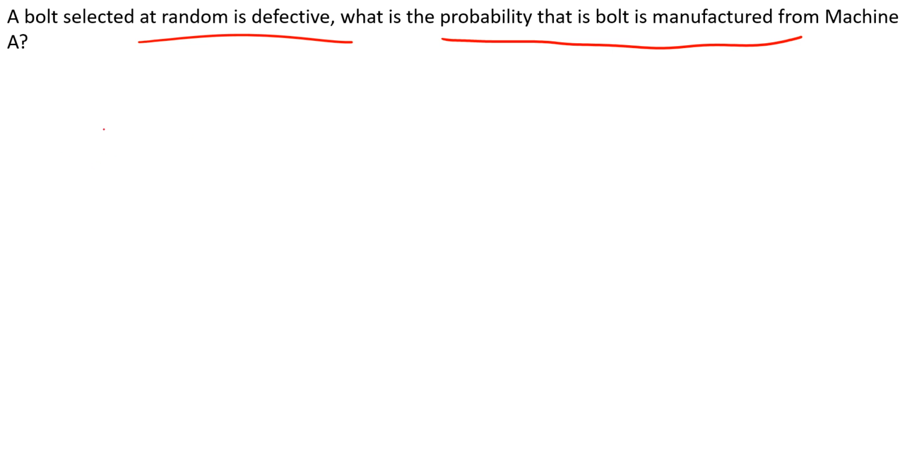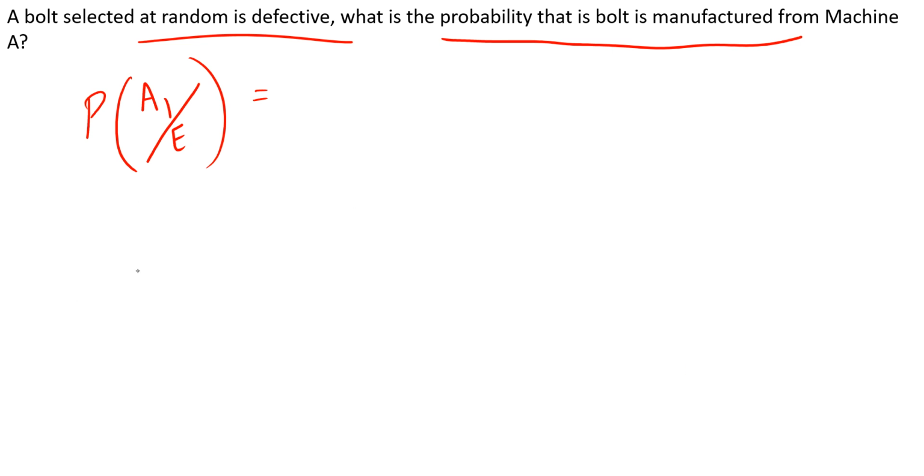This means: what is the probability of occurrence of event A1 given E has already occurred? That is, what is the probability that a bolt selected at random is produced by machine A given that it is already defective? Yes or no? So this is the case. Now how will we find this out?